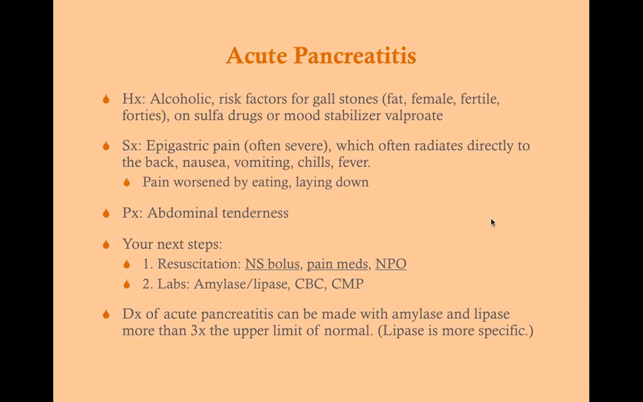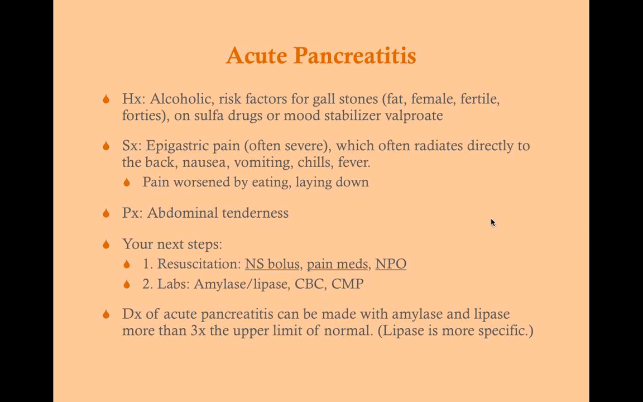Another less common cause of acute pancreatitis is ERCP. So remember what ERCP is. It's endoscopic retrograde cholangiopancreatography. It's a way that we can visualize the bile duct system. And so this would be a case in which the doctor screwed up and caused pancreatitis by injecting the fluid, injecting the marker into the pancreas, and that can cause acute pancreatitis as well.